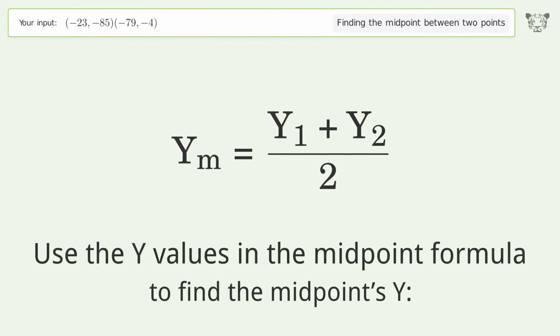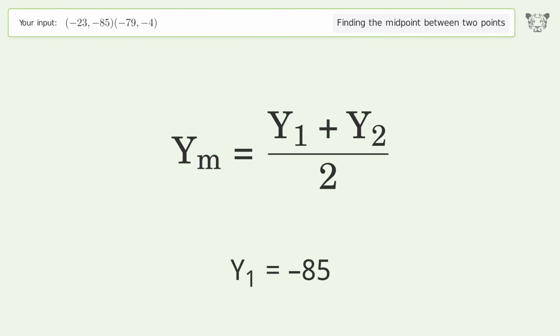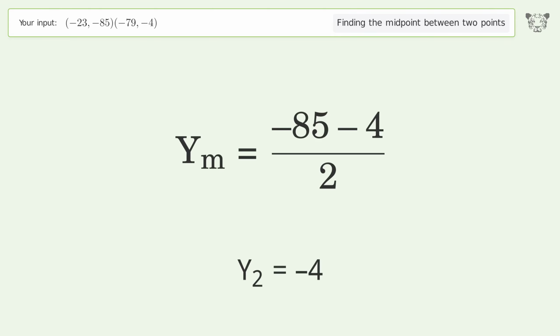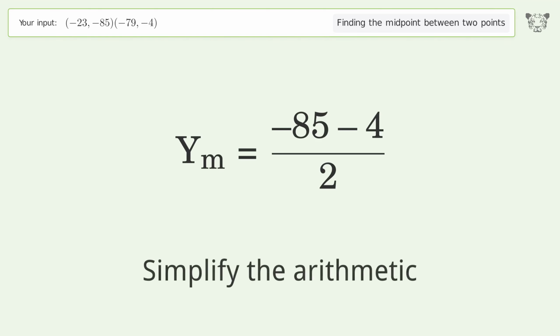Use the y values in the midpoint formula to find the midpoint's y. y1 equals -85. y2 equals -4. Simplify the arithmetic.